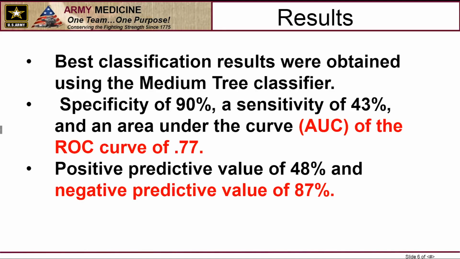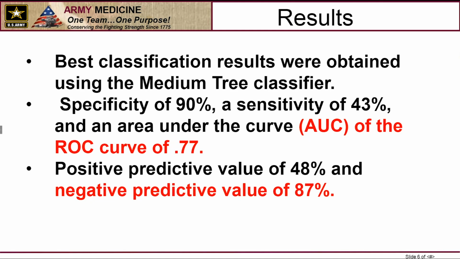So when we look at this for our data, the best classification results were obtained specifically using the medium tree classifier, which is under the decision tree domain. This had a specificity of 90%, a sensitivity of 43%, and an area under the curve of the ROC curve of 0.77 or 77%.